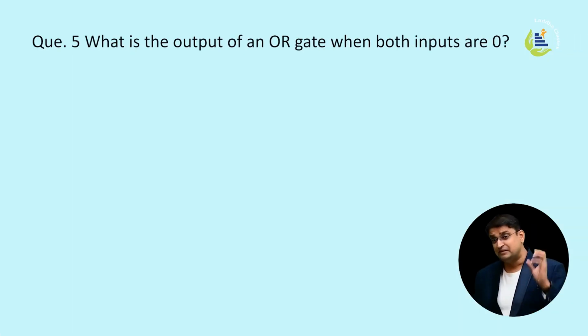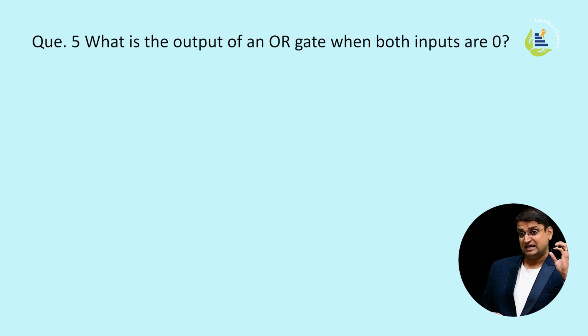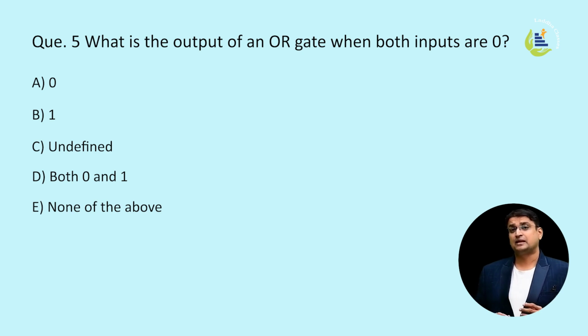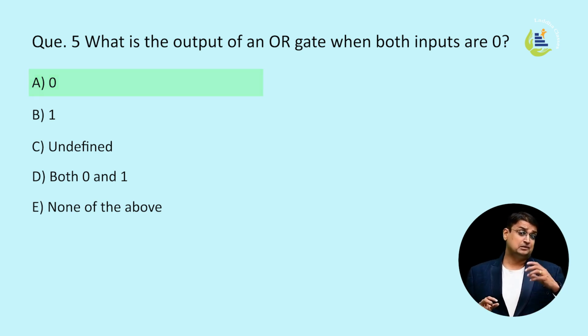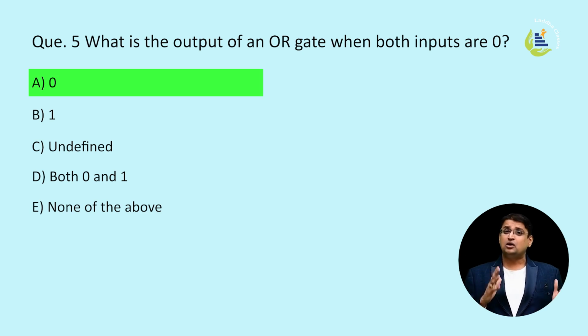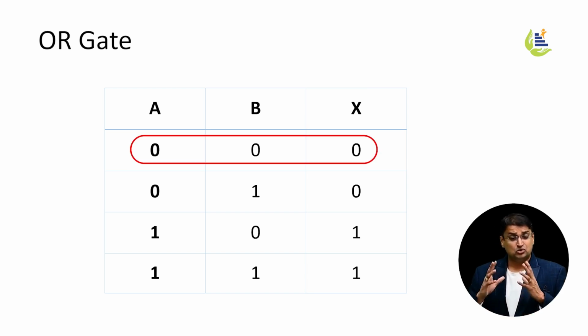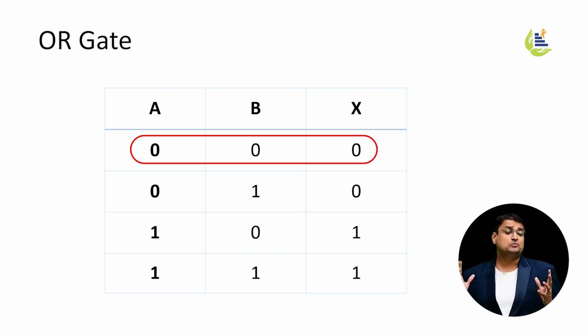Question 5. What is the output of an OR gate when both inputs are 0? Options are 0, 1, undefined, both 0 and 1, none of the above. Correct answer option is A, 0, because an OR gate returns 1 if any input is 1, but if both inputs are 0, it returns 0. The only time an OR gate outputs 0 is when both inputs are 0.